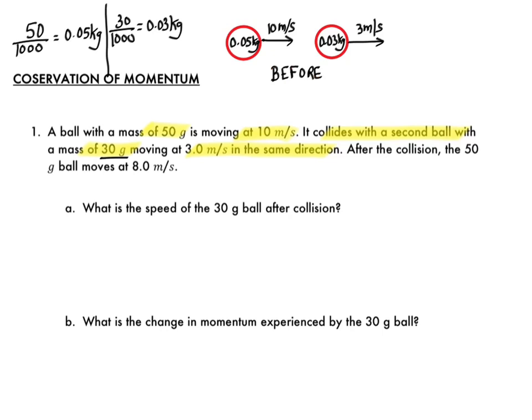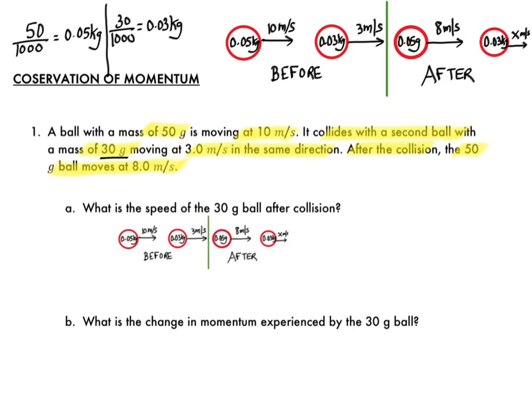So that's before collision. After collision, the 50 gram ball moves at 8 meter per second. So it was moving at 10, now it has become 8. So we will change the speed to 8 meter per second, but it's still moving to the right. And for the 30 gram mass, we don't know what's the speed, so we write it as x meter per second. That's what they are asking in the first part. So I've just redrawn it under part A.